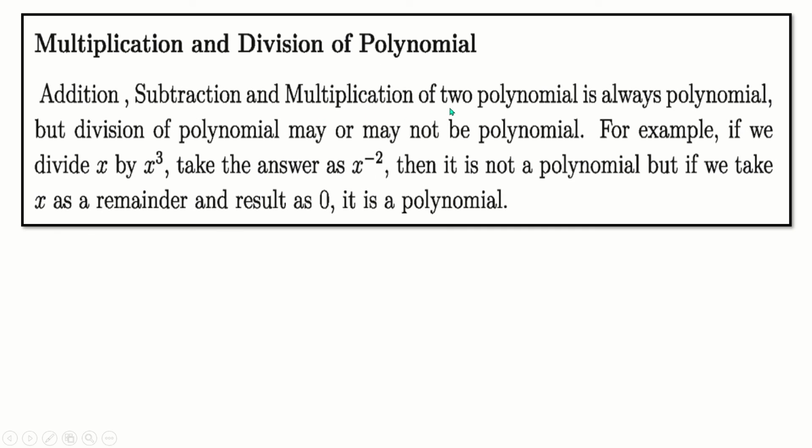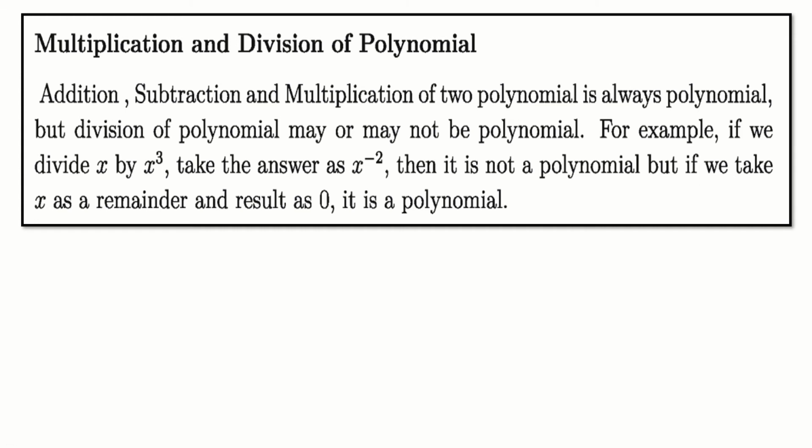Addition, subtraction and multiplication of two polynomials is always a polynomial, but division of polynomials may or may not be a polynomial. For example, if we divide x by x cube, we take the answer as x to the power minus 2. This is not a polynomial because here the power is negative, but for a polynomial the power will be non-negative. So this is not a polynomial.